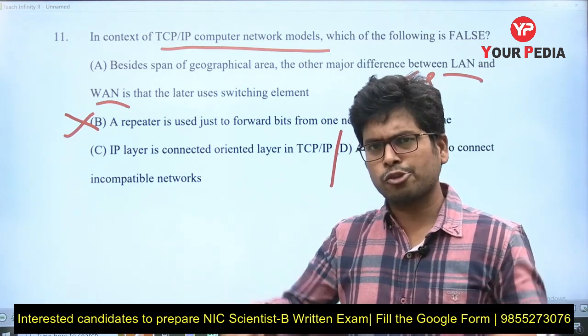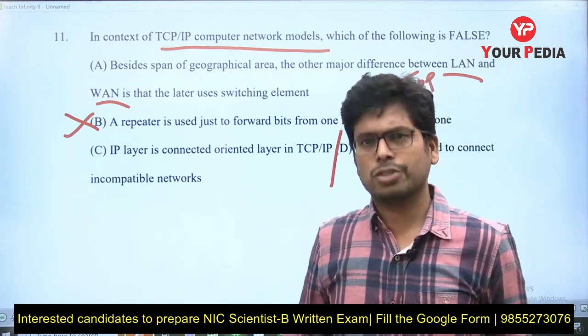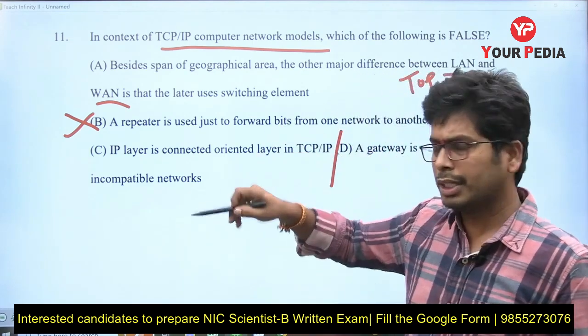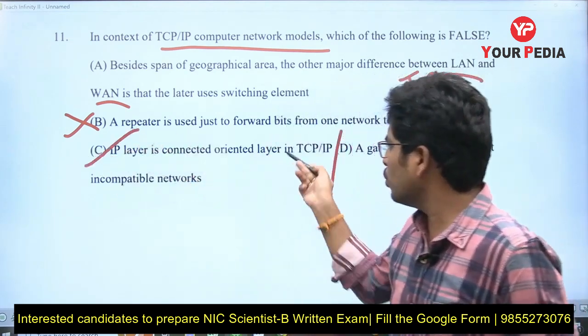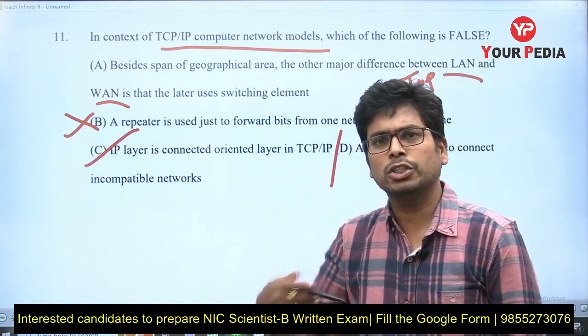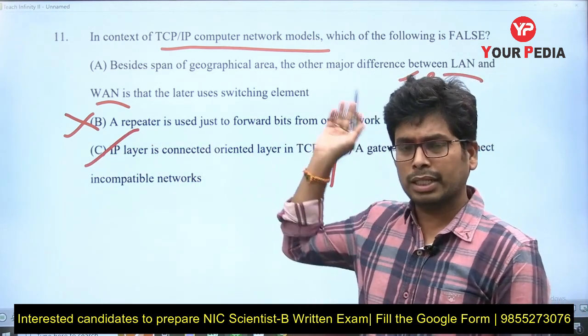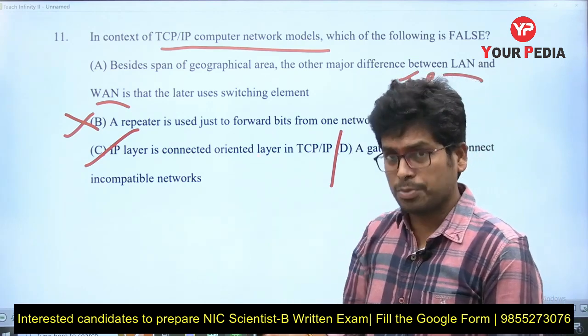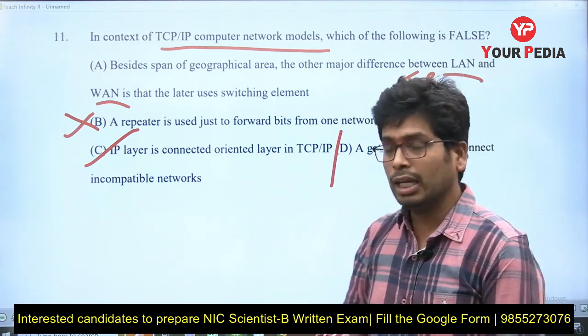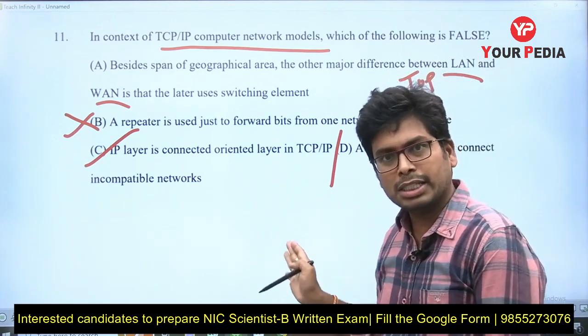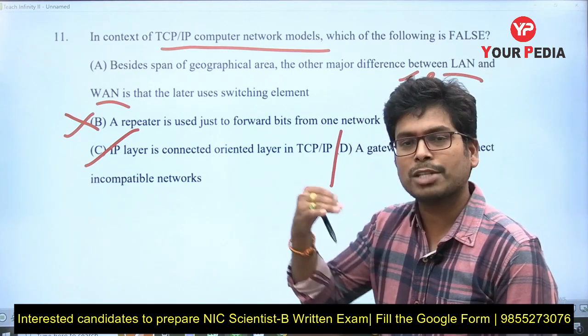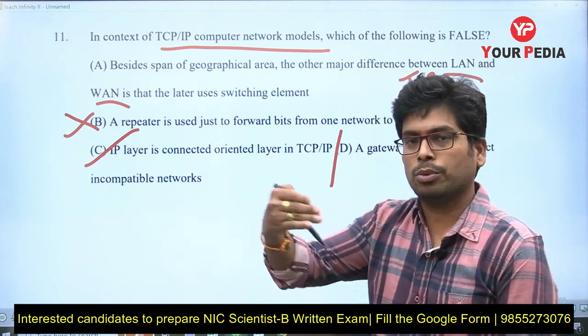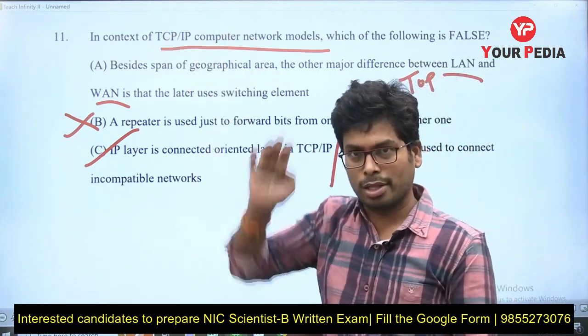So let us assume that they are transferring the data in the form of connection oriented. In connection oriented data transmission, the IP layer is connection oriented in TCP/IP. If it is UDP, it is connectionless, but here they are not mentioning which type of transmission it is doing. Here they are saying the IP layer is connection oriented in TCP/IP, with TCP standing for transmission control, for connection oriented data transmission. That is the answer.